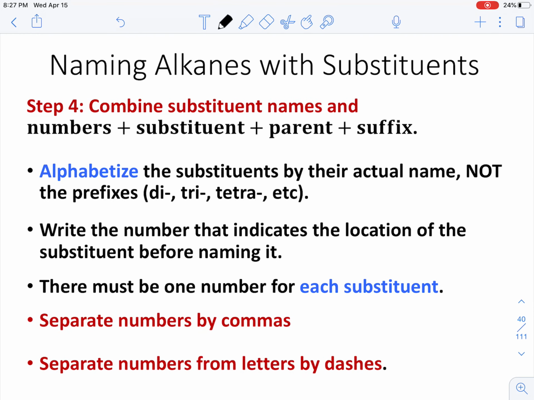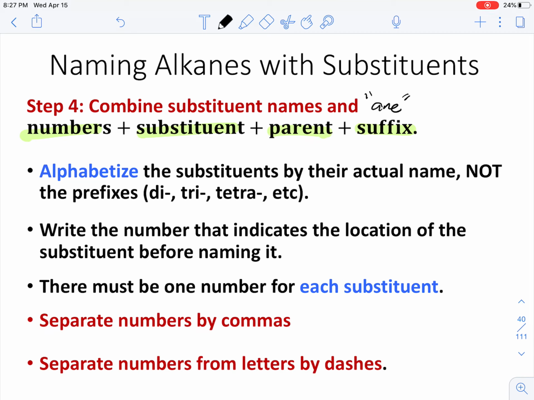All in all, this is the pattern. You have your numbers, and then you have your substituent, and then your parent, and the suffix. The suffix can be ane, ene, or yne. We haven't talked about alkenes and alkynes just yet. But right now, the only suffix that you know is alkane, A-N-E. Okay? So as we progress from chapter to chapter, your vocabulary for suffixes will grow.